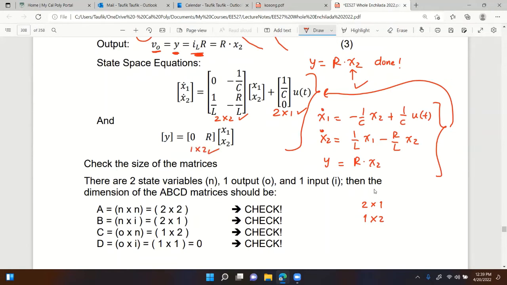How about matrix D? Matrix D is O by I, right? O is output, only 1. I is input, only 1. So that's 1 by 1. Well, you don't see it here, but there is actually a D matrix, which is a 0 matrix times the input. So you can see the 0 matrix is 1 by 1. And because this is 0, we don't really need to write that. Any questions?